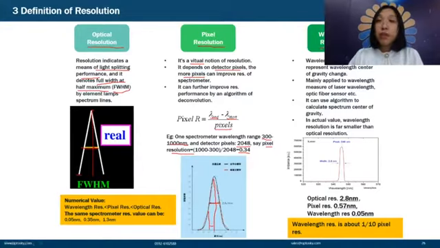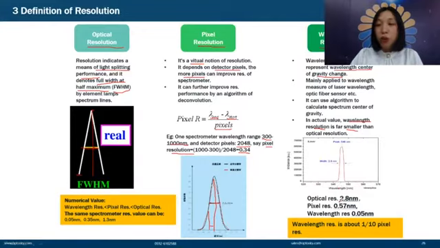And the third one is the wavelength resolution. Wavelength resolution can respond to the change of the wavelength center of gravity. It mainly applies to wavelength measurement of lasers. We use an algorithm to calculate the spectrum center of gravity, but the wavelength resolution is far smaller than the optical resolution.